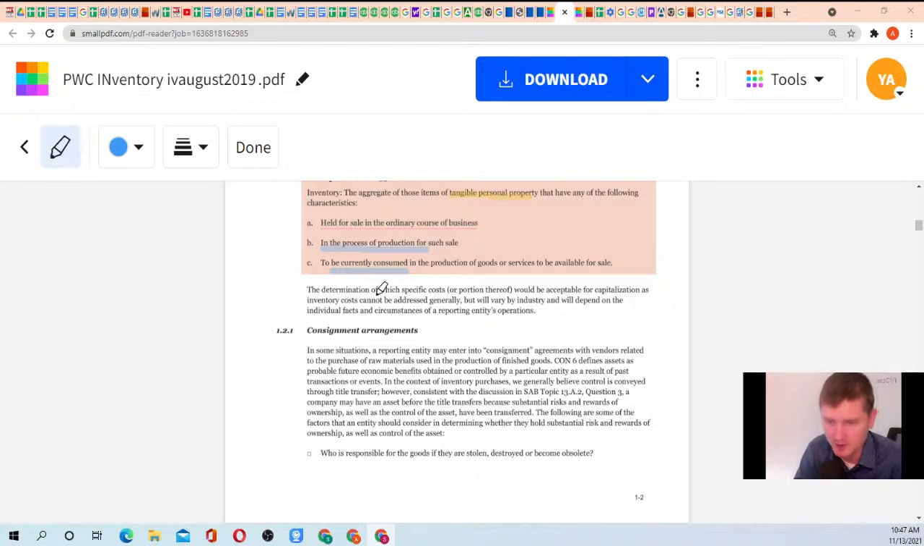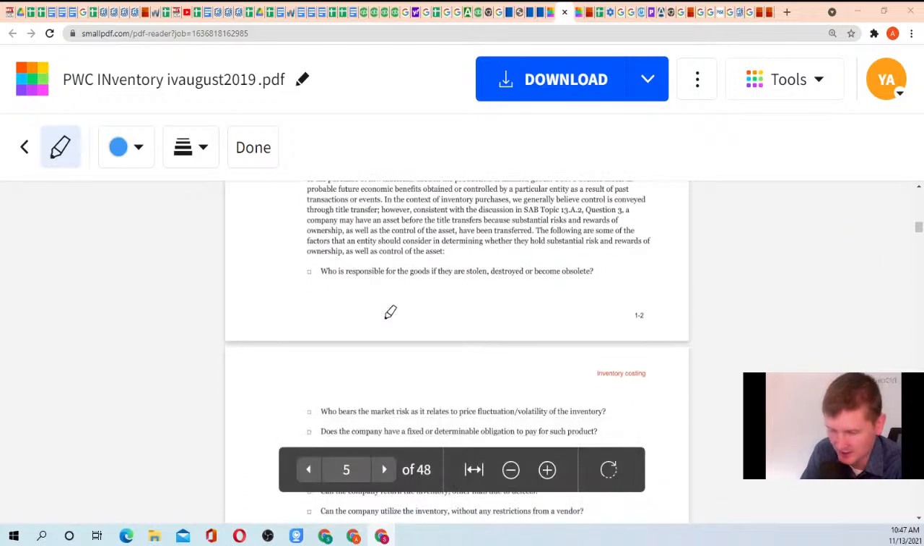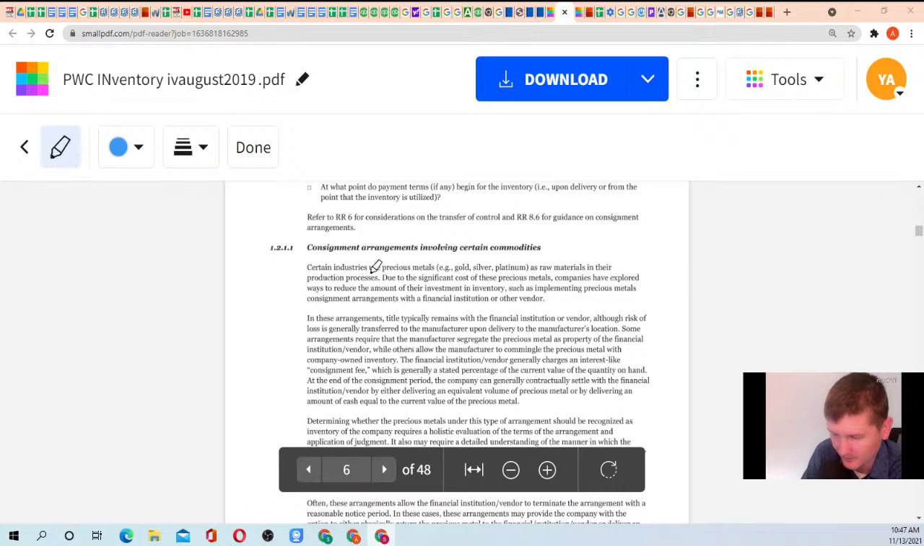A second problem is when you need to start to recognize your inventory on your balance sheet, and that primarily happens when you get a title to inventory. But in some circumstances, you might not get a title to inventory. Someone else might still own that inventory. But there will be other circumstances which say that you need to recognize that inventory. And that can happen in consignment arrangements. Okay.